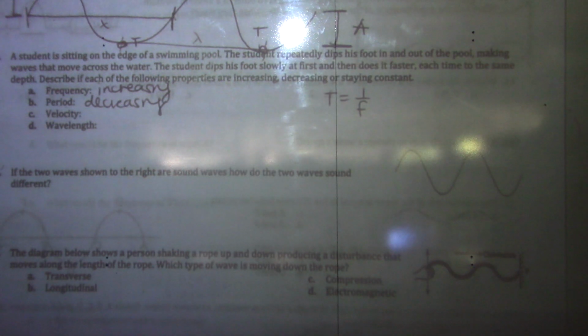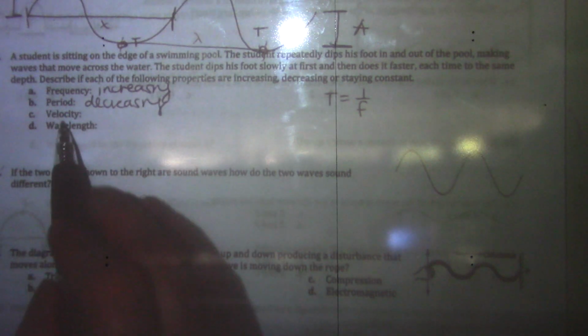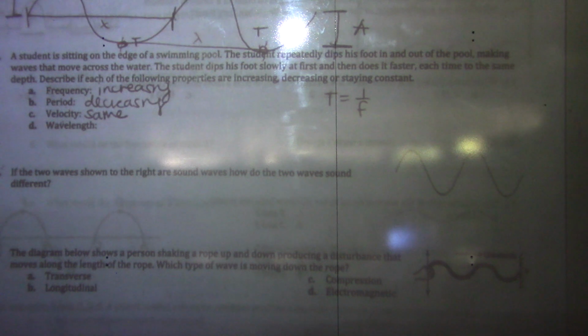Velocity, so the velocity of my hand, obviously my hand, or foot, whatever it is, is moving faster, but that's not what it's asking about. It's talking about the wave, right? So which of the following wave properties? The wave's velocity is staying the same because you're still in the same medium, right? Me dipping my foot faster does not make the wave travel faster across the water.